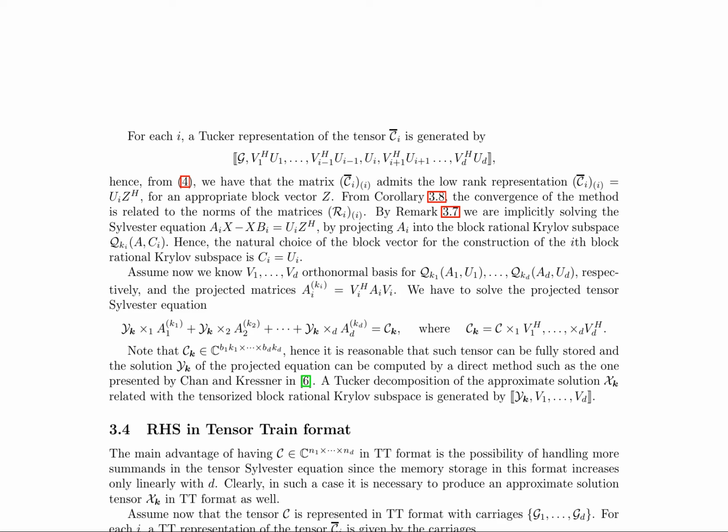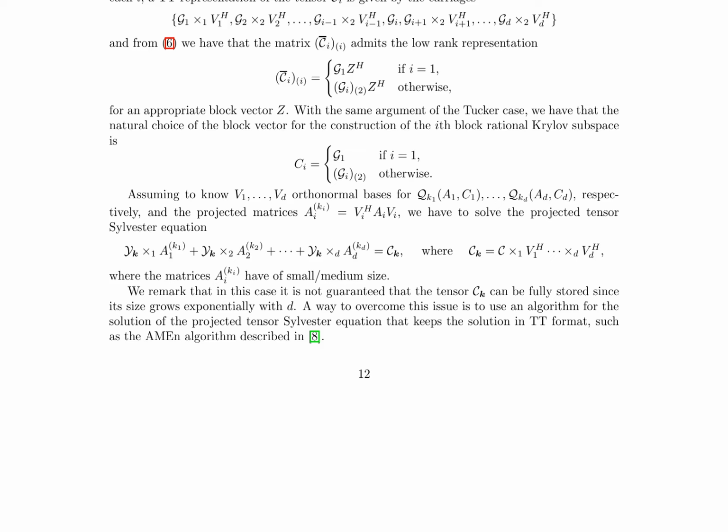This process is further detailed in the context of Tucker and Tensor Train formats for the right-hand side C. The main advantage of Tensor Train format is the ability to handle more summands in the tensor Sylvester equation, with the need for an approximate solution in TT format as well. The solution involves solving the projected tensor Sylvester equation, which can be done using algorithms like AMEN to keep the solution in TT format.